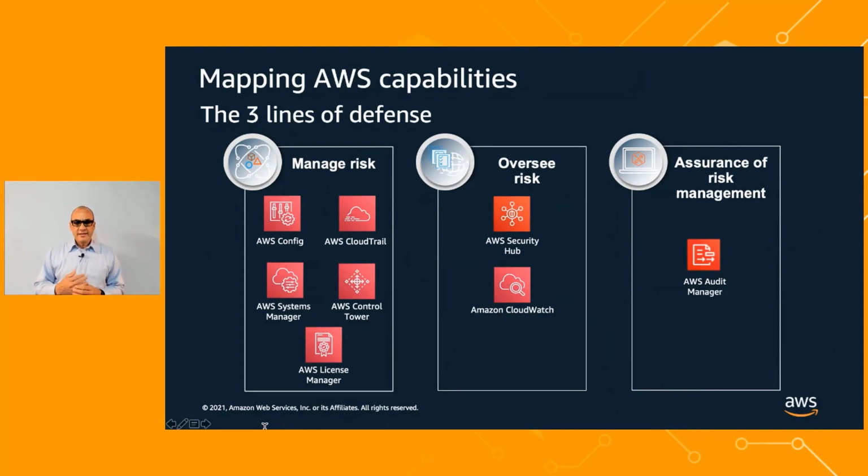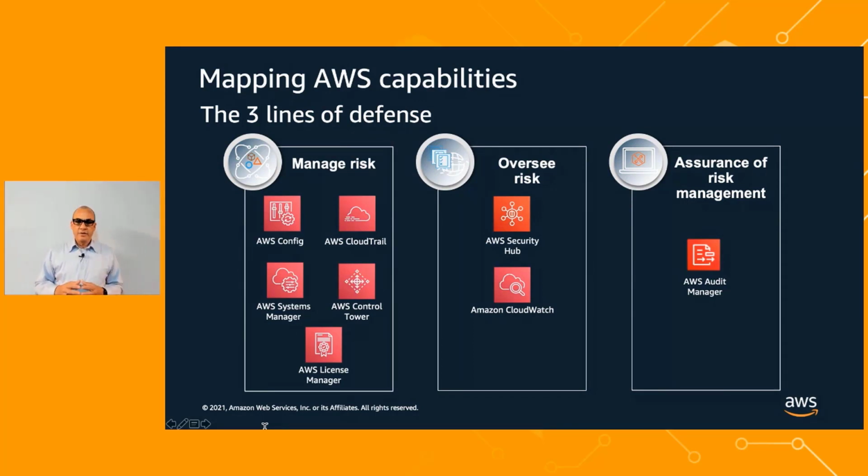The 3 lines of defense is a standard that has been established by the Institute of Internal Auditors. And when you understand this concept and how it works, it makes it simpler to get a better sense of where each service fits. This model of the 3 lines of defense establishes that in order to manage infrastructure at scale and achieve compliance, you need to establish 3 lines of defense. The first line is where you manage risk. The second line is where you oversee risk. And the third line is where you provide assurance of risk management. What do these mean? Let's talk about them briefly.